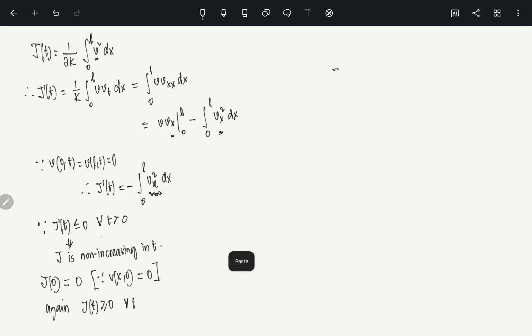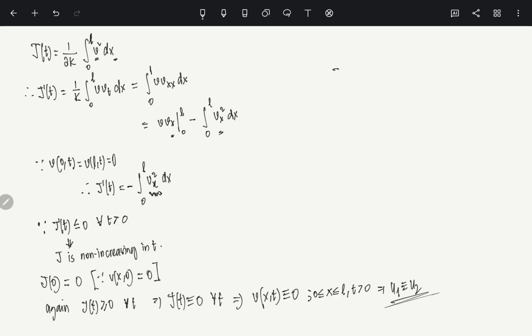Again, J is non-increasing. What does that imply? That will imply that J of t has to be 0 for all t, which will imply that v of (x,t) has to be identically equal to 0, for x between 0 and L and t positive. I hope this is clear. Why? Because if J is 0, it becomes that the integral of v squared has to be 0. So v has to be 0, there is no other way. So if v is 0, that will imply u1 has to be equivalent to u2. I hope this is clear.